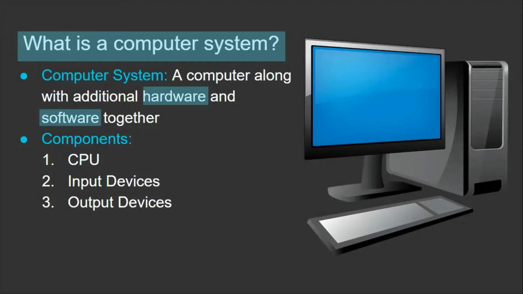Now a computer has three main components: the CPU, input devices, and output devices. Now we're going to discuss each of them in detail.